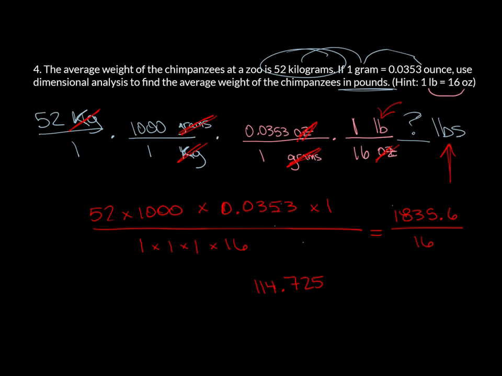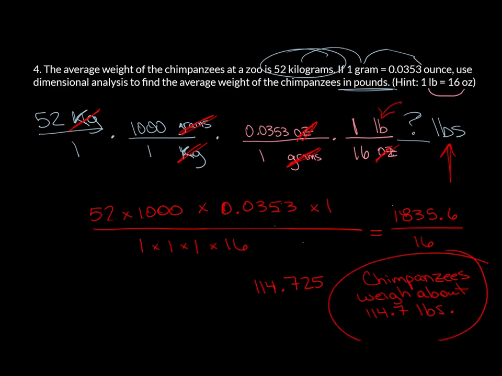The question is again to use dimensional analysis to find the average weight of the chimpanzees in pounds. So I could say chimpanzees weigh about 114.7 pounds. That would be perfect.